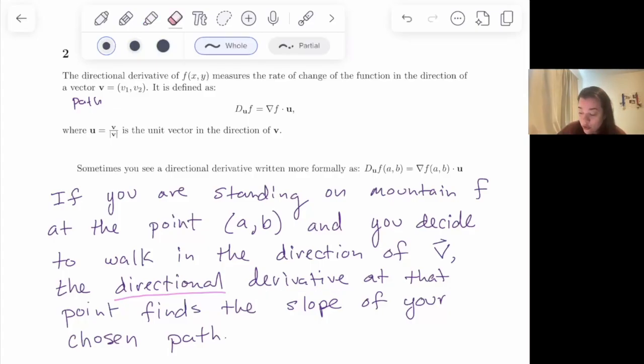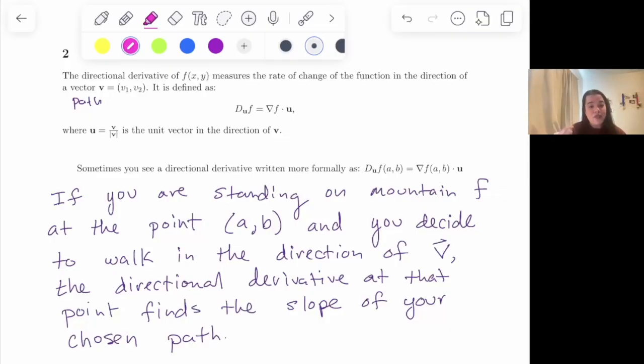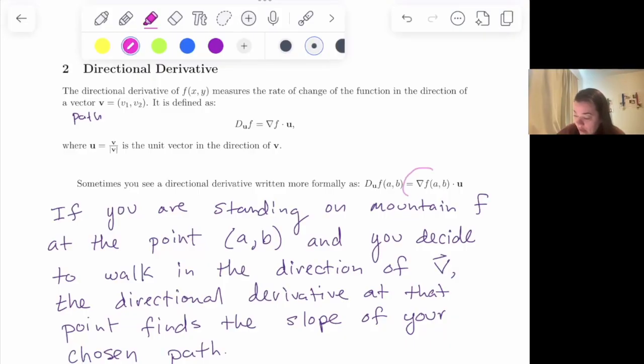So the directional derivative does find a scalar because it's finding a slope. Now, how you find the directional derivative involves a couple of players. It involves the gradient, and it involves the unit vector of your chosen path v. So you need to make sure your chosen path is expressed as a unit vector, and we will make sure to do an example of this. So let's get into that.